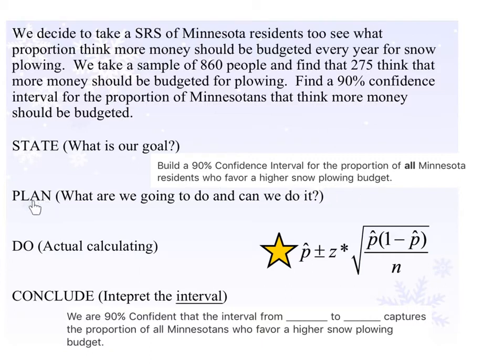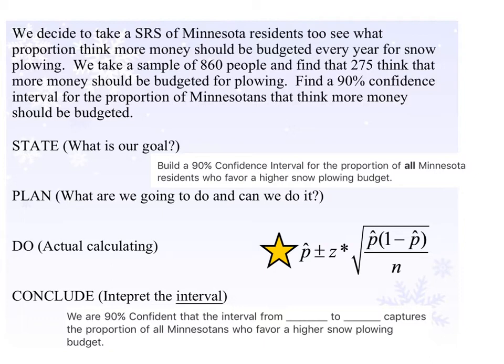The next thing is plan. What are we going to do, and do we fulfill the conditions to be able to do it? The do is where we're actually going to build a confidence interval and conclude. I've already filled in, since we knew it was 90%: we're 90% confident that the interval from blank to blank captures the proportion of all Minnesotans who favor a higher snow plowing budget. Okay, so let's plan this.